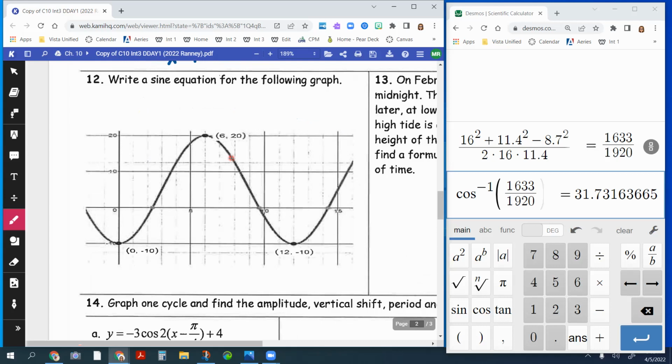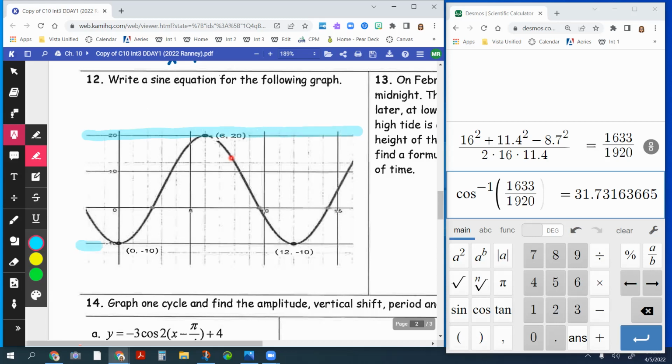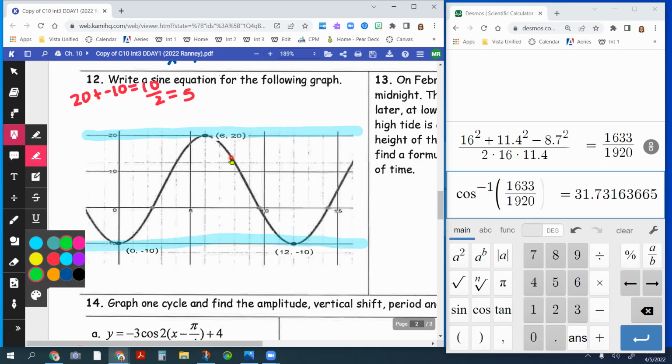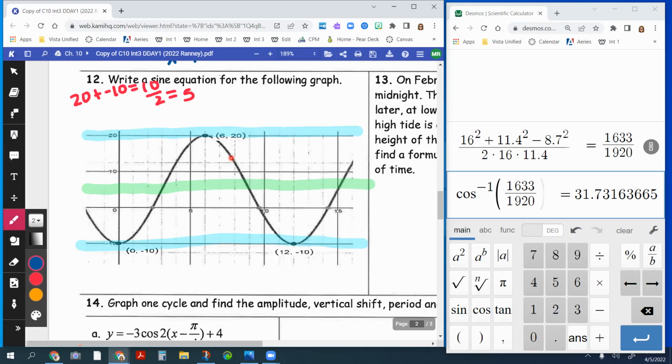On number 12, they're asking us to write a sine graph for this. So if I'm looking at this, let me just jot down my highs and lows. So I have a high up here at 20, a low at -10. So if we average 20 plus -10, I get 10, divided by 2, I get 5. So this is going to be at a height of y equals 5. So my k is going to be 5. Now, if this is at 5, I'm going up or down basically 15. So that's going to be my A.